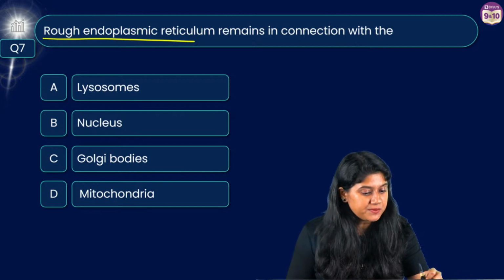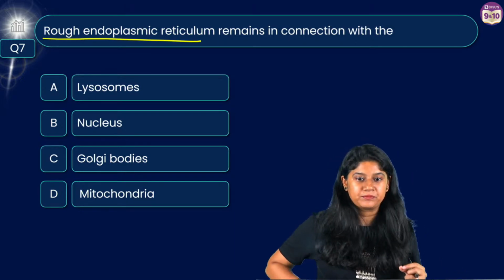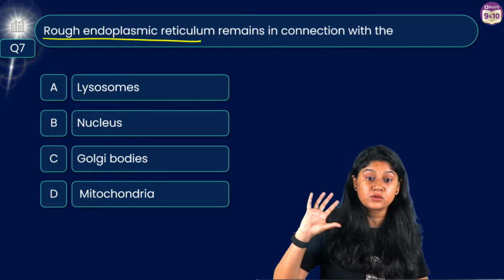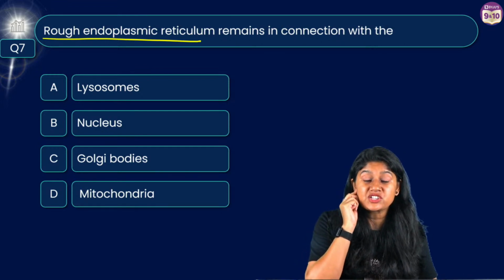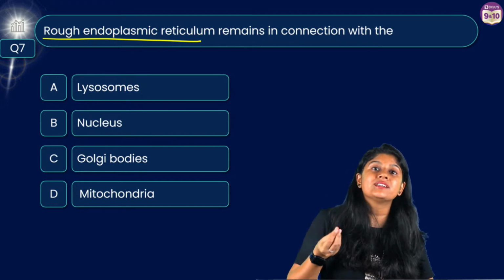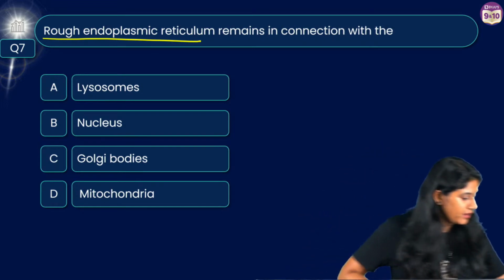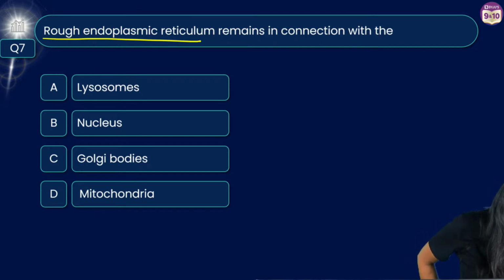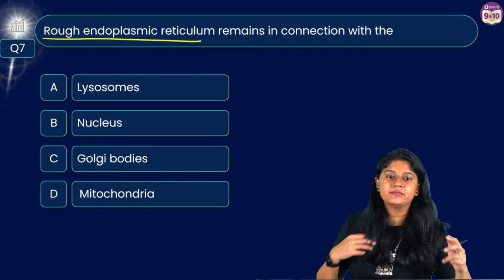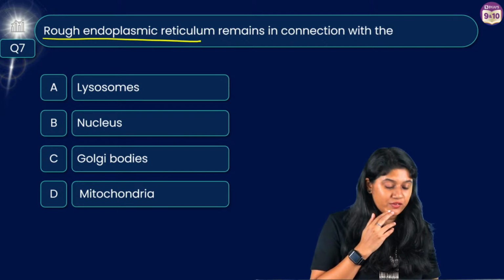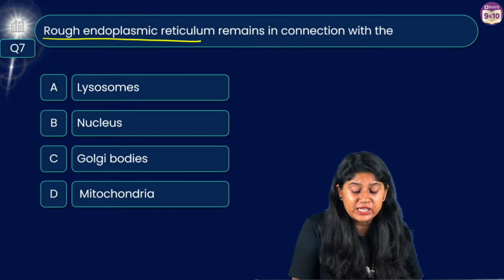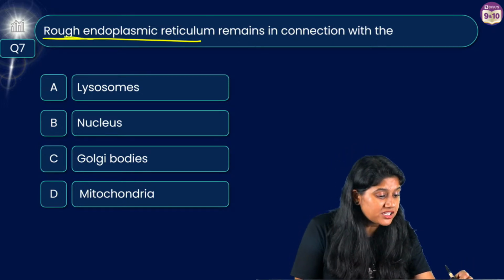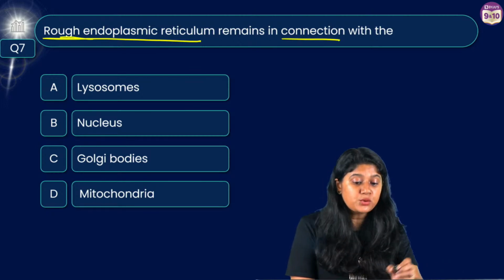Rough endoplasmic reticulum remains in connection with which of these organelles? Lysosomes, nucleus, Golgi bodies, or mitochondria? Shrishti, bache, the kitchen of the cell, we usually call it the plastid, especially the chloroplast. Very good. Next time, jalebi and gulab jamun. Done. Very good, everyone. And the correct answer over here is the... wait, everyone, read the question carefully. Rough endoplasmic reticulum remains in connection with.